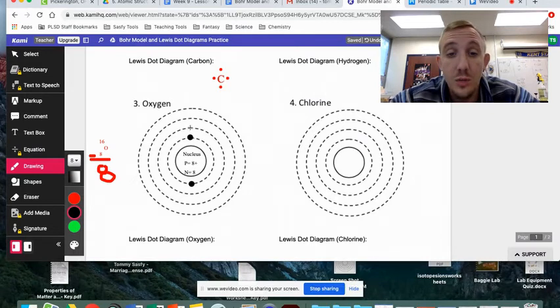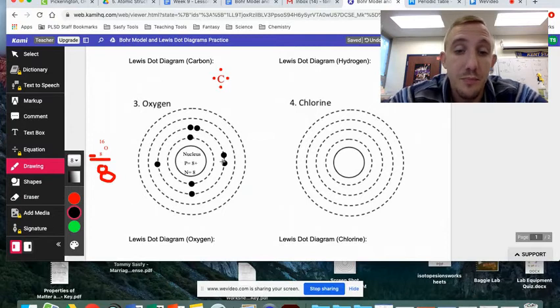So what I'm going to do is place 1, and I go clockwise, 2, 3, 4. Now, once you have 4, you have to start doubling them up. We'll explain later why this is, but this will help you when we get into bonding. So I have 6, I have 2 more to place. I'm going to place 1 here, and then I'm going to place 1 here. Notice I'm pairing them up.